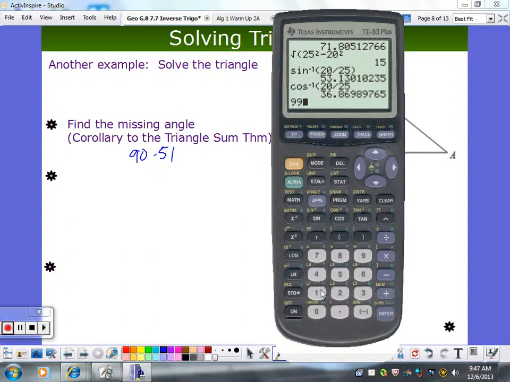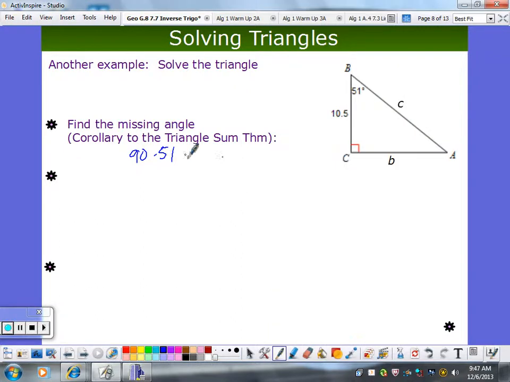Yeah, they gave it to me. 90 minus 51. Actually, we should be able to do it in our heads. Now, don't forget degrees. If you forget degrees, I'm going to take off for it. It's important, because we're going to have other ways to measure angles.